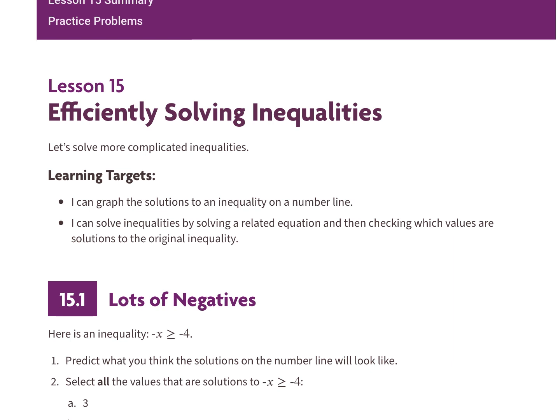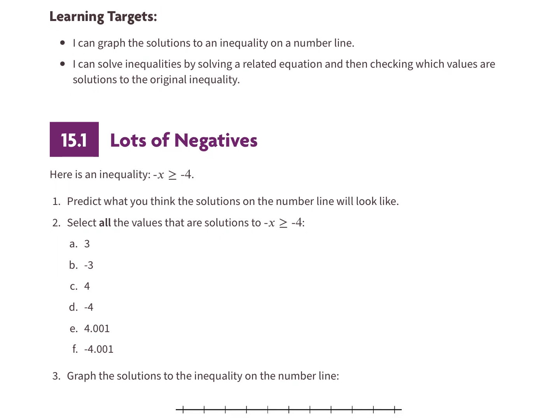In our books, this is page 111, I believe. So, here is an inequality: negative x is greater than or equal to negative 4. Predict what you think the numbers in the solution would be like. So this x is negative. What we can do is plug in numbers for x to see if it's true. Negative 3 is greater than or equal to negative 4. That is true. So that works.